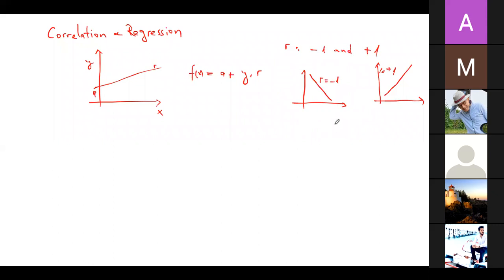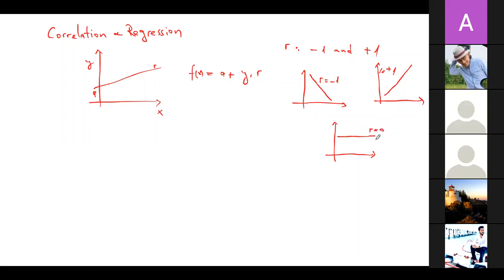For example, if I show you this graph and my line is parallel to the x-axis, what would be the R? R here is 0. R is 0.